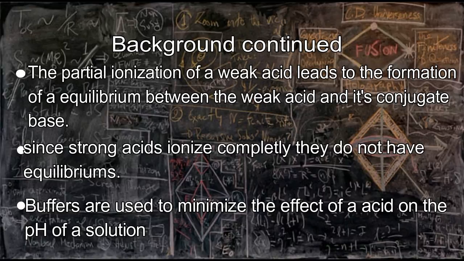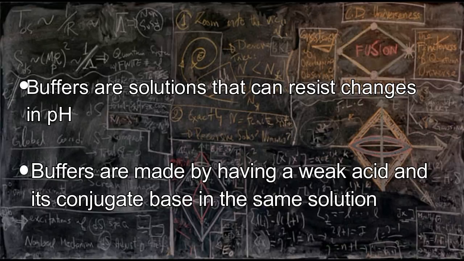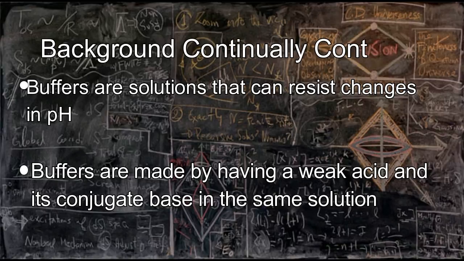Buffers are used to minimize the effects of acids on the pH of a solution. A buffer is a solution that can resist pH change upon the addition of an acidic or basic component. A buffer is typically composed of a weak acid and its conjugate base.